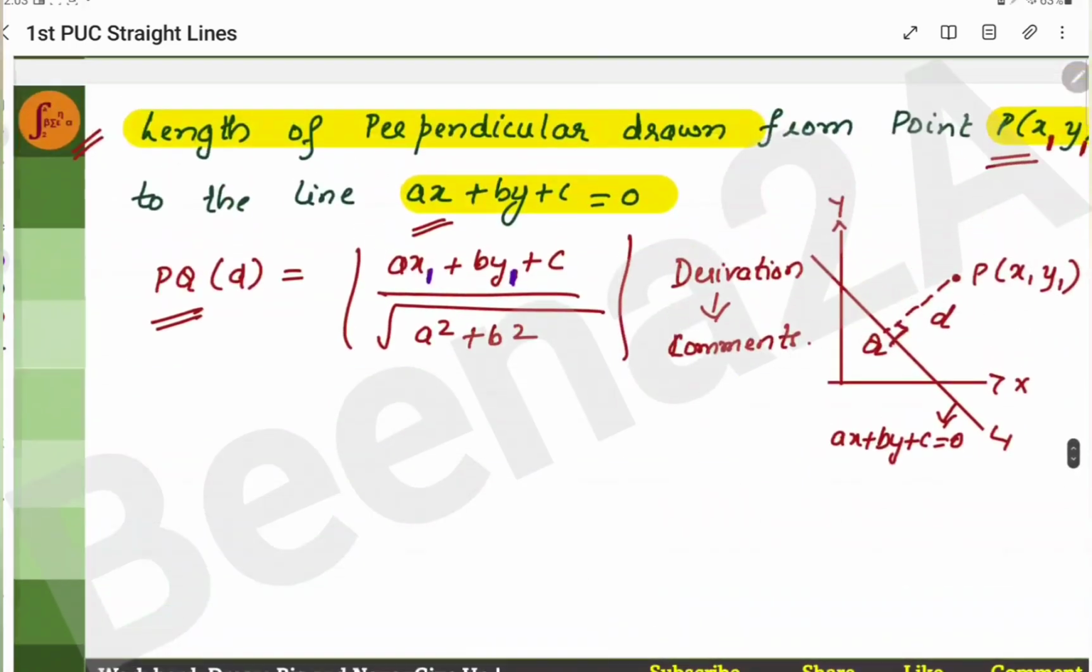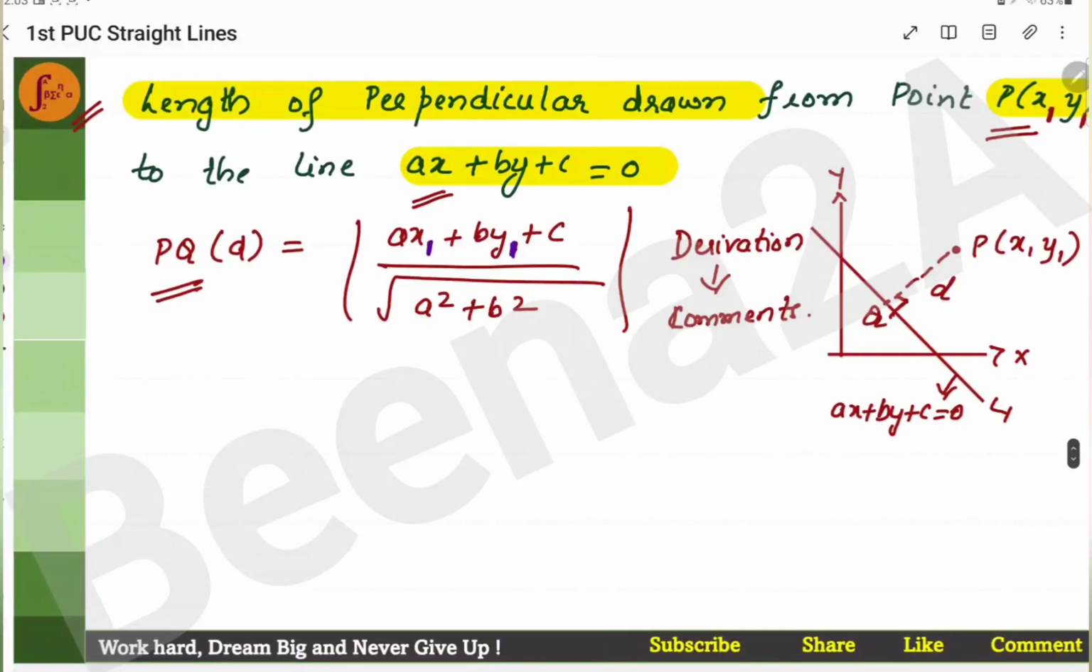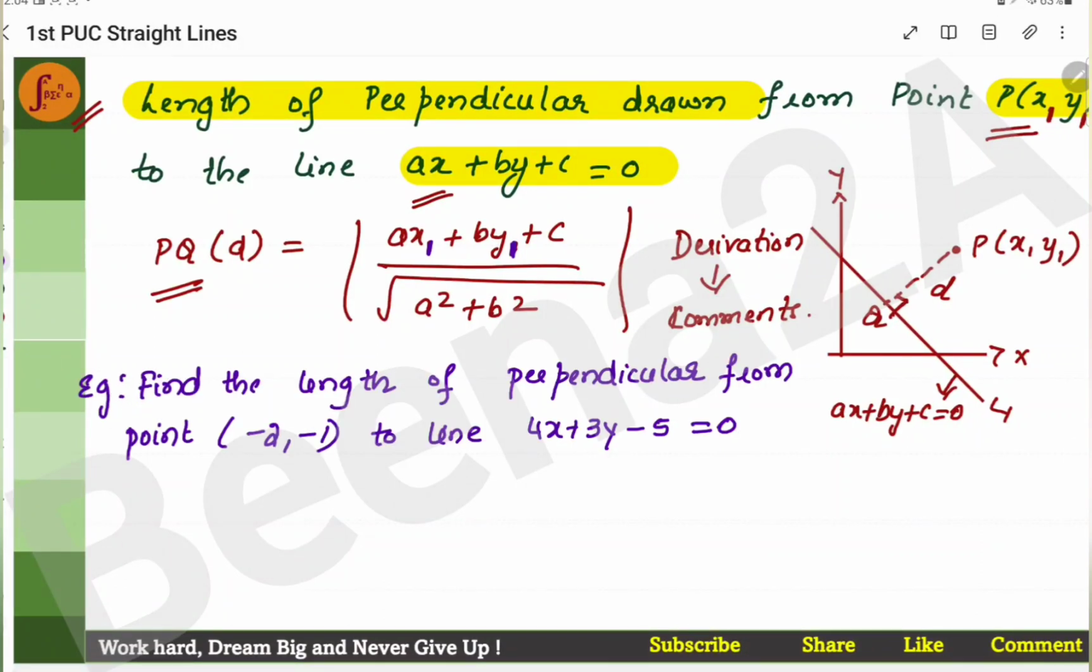So let's solve a few problems. Let's take this example: find the length of the perpendicular from this particular point to this line. Let's call the distance d. It has to be in modulus. Even if you get a negative sign, ignore that and it should be positive only, because distance is always positive. You can't say minus 5 is the distance. Modulus means even if there are negative numbers inside, it becomes positive; you ignore the negative sign.